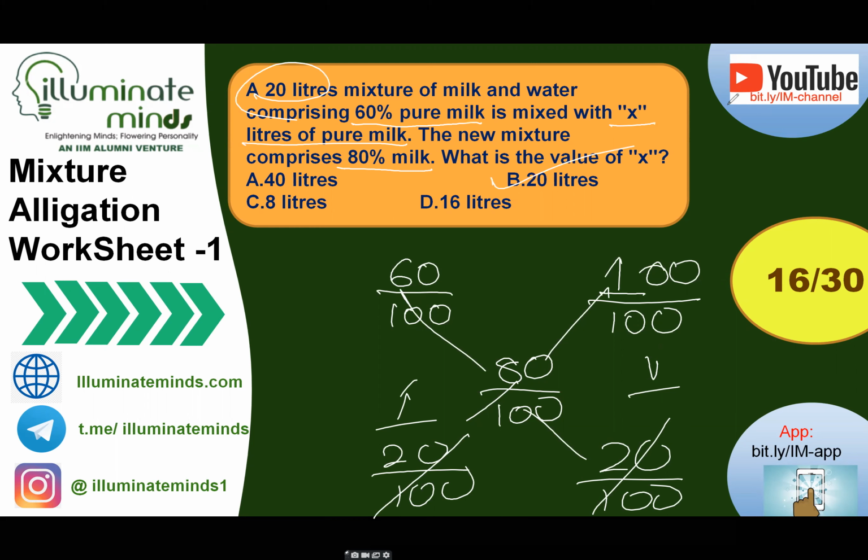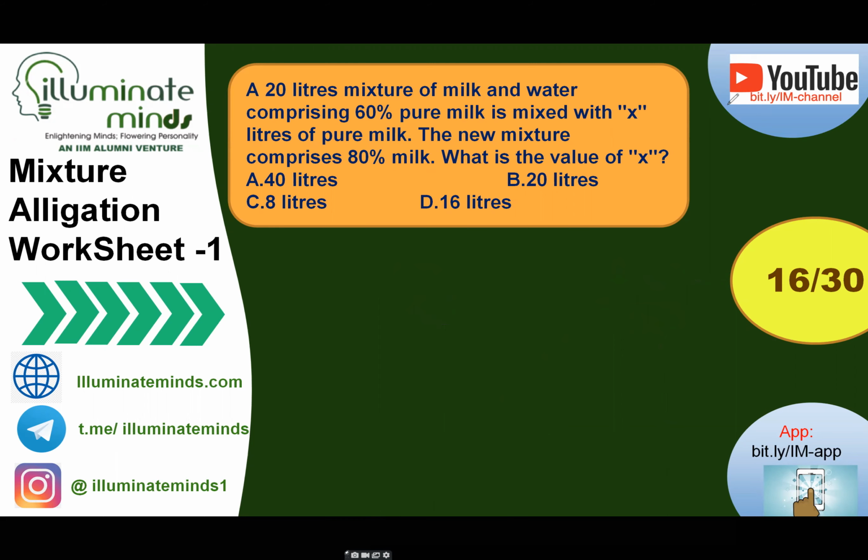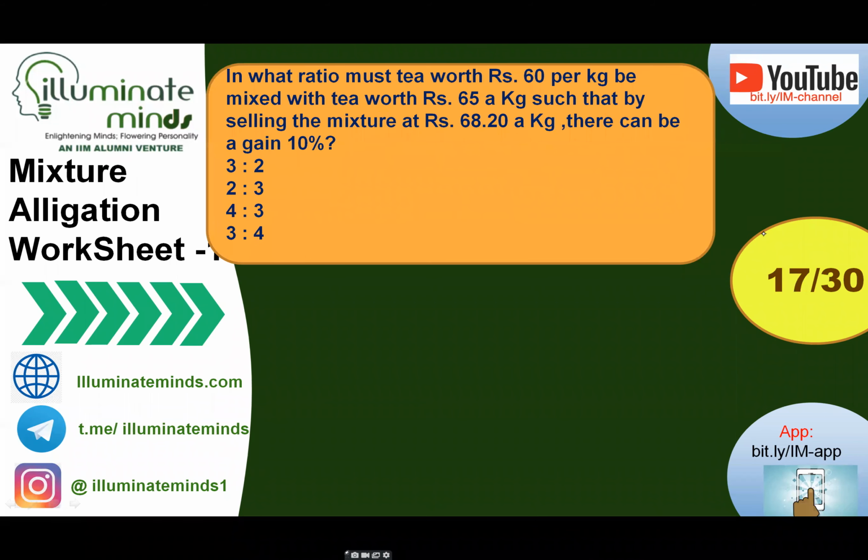I hope there should not be any issue in this question. It seems to be a pretty simple one. Fine, guys. Let's move to the next one. Question number 17. In what ratio should tea worth rupees 60 per kg be mixed with tea worth rupees 65 per kg such that it's at 68.2 per kg? It's again a selling price, cost price question. So 60, 65. This time I will multiply by 1.1. This will make my task a little easier.